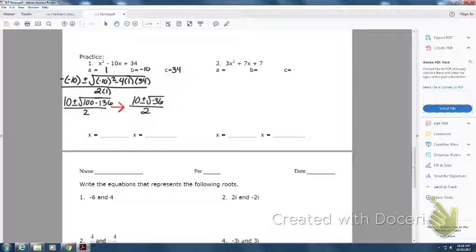Molly, what is the square root of negative 36? 6i. So I have 10 plus or minus 6i over 2. Kendall, can I divide 10 by 2? Can I divide 6 by 2? Okay. 10 divided by 2 is what? 6 divided by 2 is? So I'm going to have a 5 plus 3i, and I'm going to have a 5 minus 3i.